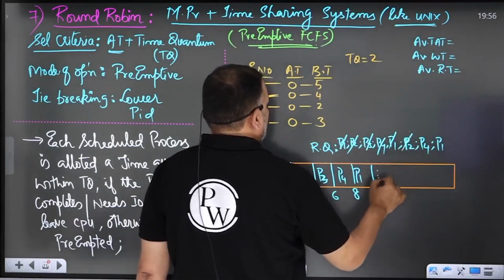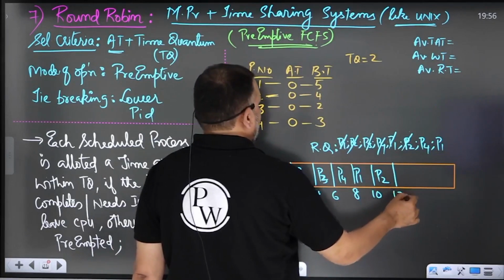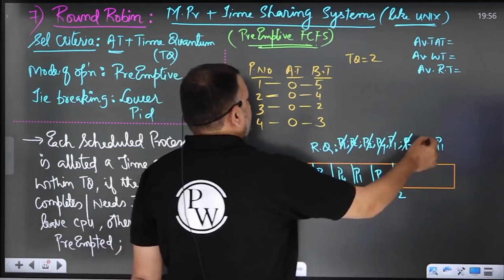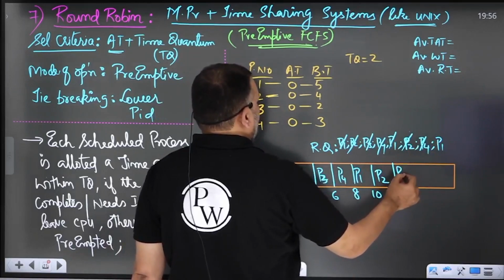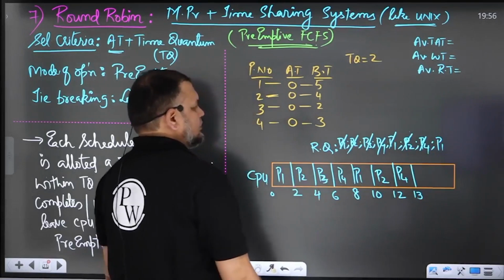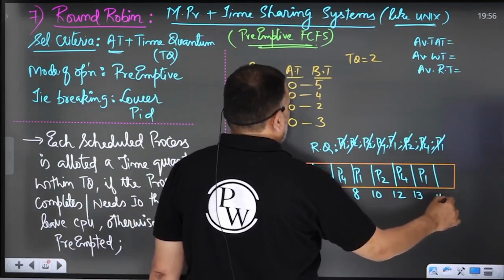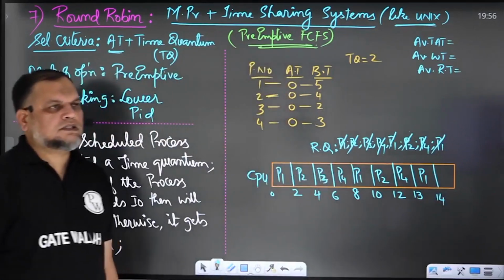Then P2 takes charge. P2 earlier ran for 2 units; another 2 units it runs and completes. P2 is over. Then P4. P4 earlier ran for 2 units, the balance is 1, so it completes at time 13. And finally P1 needs 1 unit and completes at time 14. This is the chart.